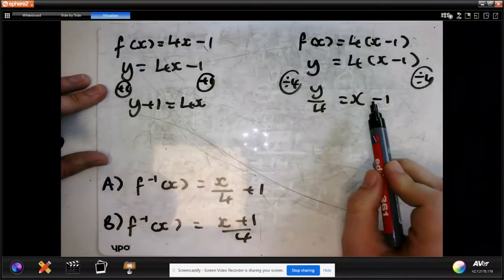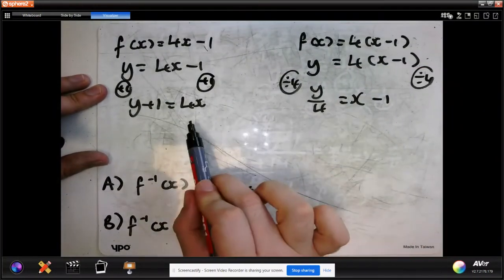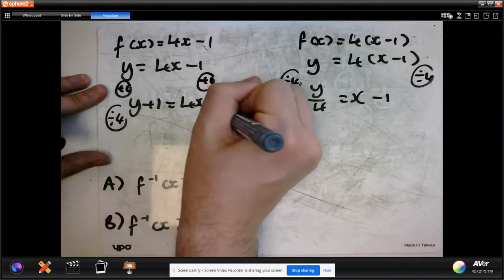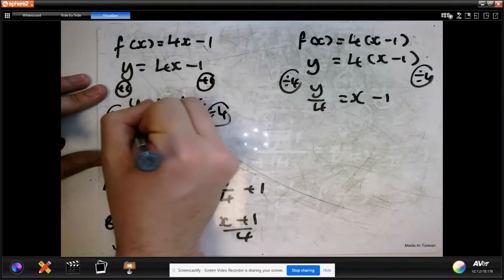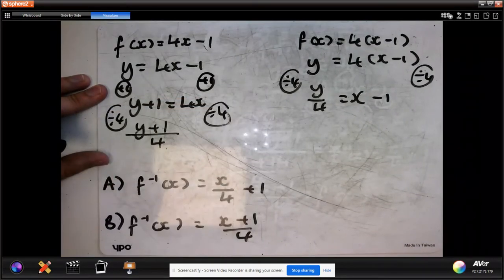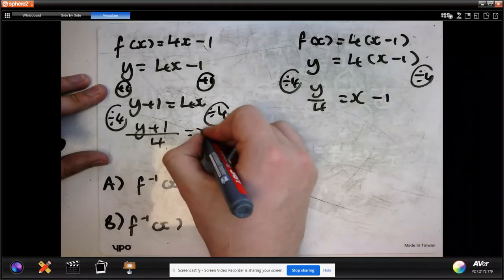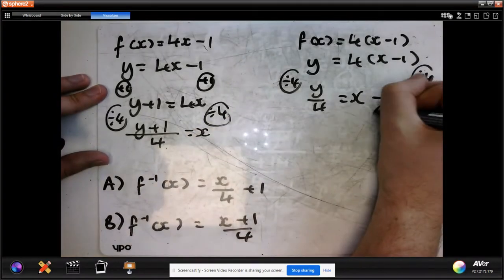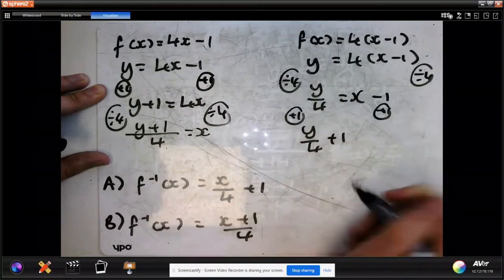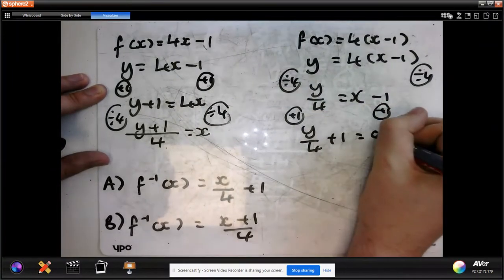Now, you can see that these suddenly look quite different. Here, we're going to have to divide by 4. And so therefore, we get y add 1, all of that divided by 4, because you're dividing both terms on that side of the equal sign by 4, is equal to x. And on this one, we're adding 1 to both sides. So therefore, you're going to have y over 4 add 1 as a separate term on that side of the equal sign.